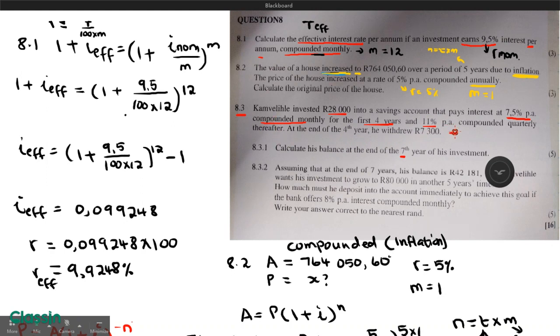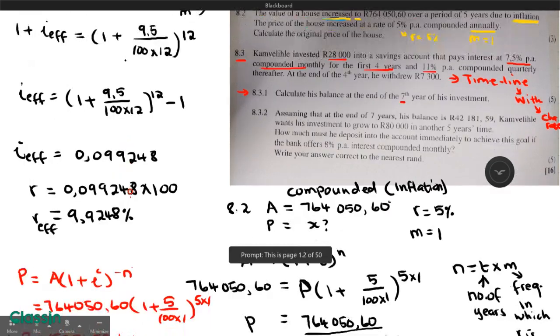So this means that we are going to work this out as a timeline. Why do we use the timeline? Because there is a withdrawal, and not only the withdrawal, but there is also a change in our rate. So these are the key things that say that we have to use the timeline. Now let's go and calculate his balance at the end of the 7th year.